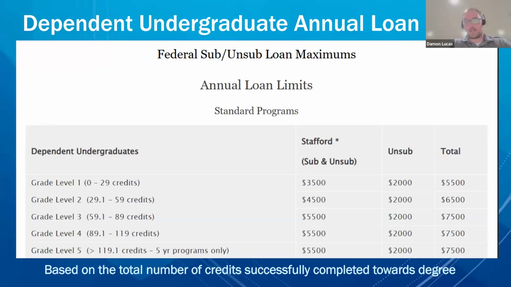So again, this is federal guidelines. We're not able to increase those loan amounts as that's how they're set. Again, you'll see the $5,500. And again, it's based off the total number of credits successfully completed towards your degree. And that's how we get that information in as well.